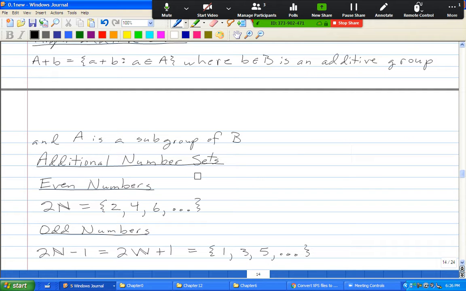So some additional number sets. The even numbers are denoted by 2 times the natural numbers. There's just 2, 4, 6, 8, etc. So we can think of this as being, well, 2 times 1, 2, 3, etc. So just multiply each of these numbers by 2. And that gives you the even numbers.